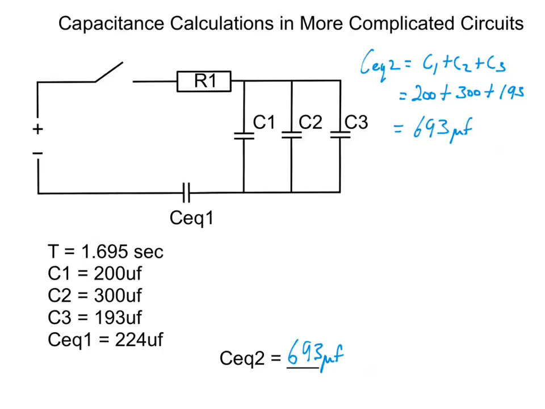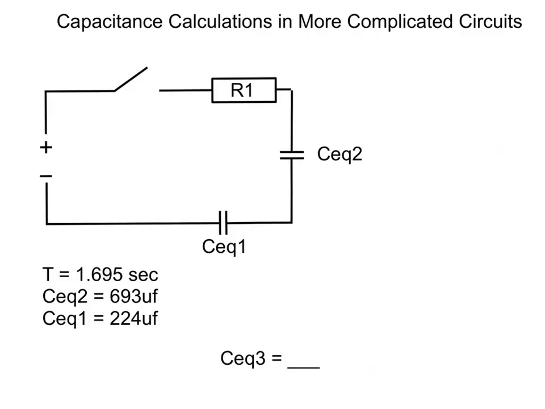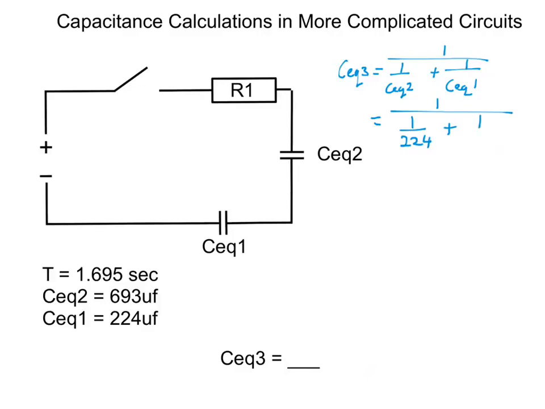Again, this will change our circuit. Our circuit will now look like this. Now we have two capacitors in series. Again, we want one capacitor, so we need to calculate both of these down. This time we're going to use this formula. C equivalent 3 is going to equal 1 over C equivalent 2 plus 1 over C equivalent 1. This will equal 1 over 224 plus 1 over 693.